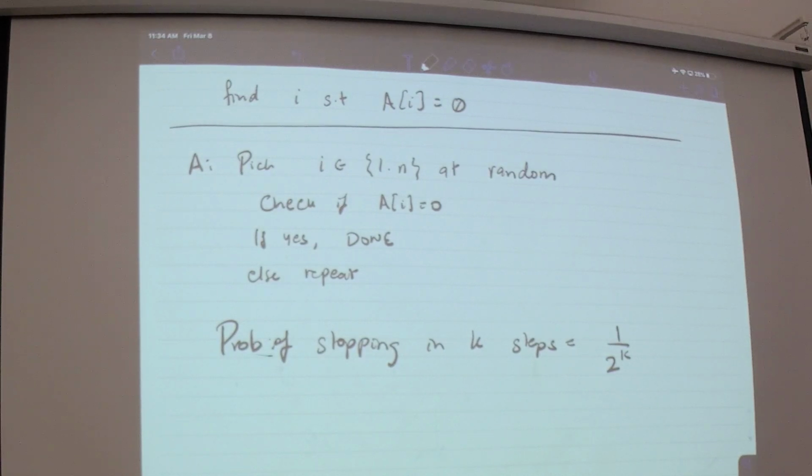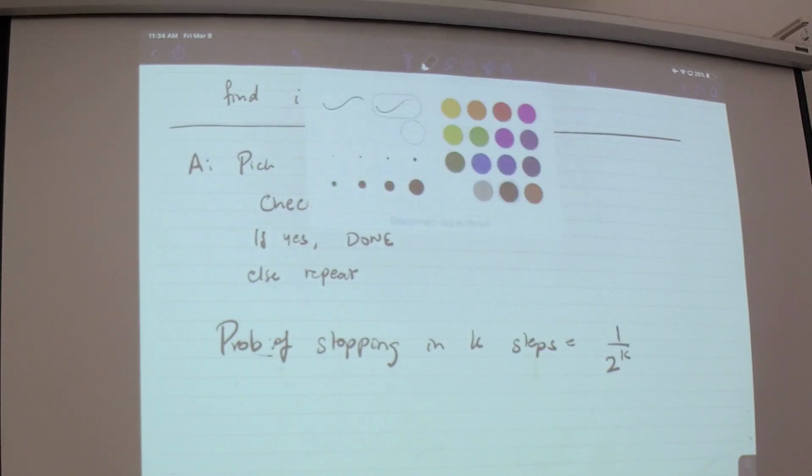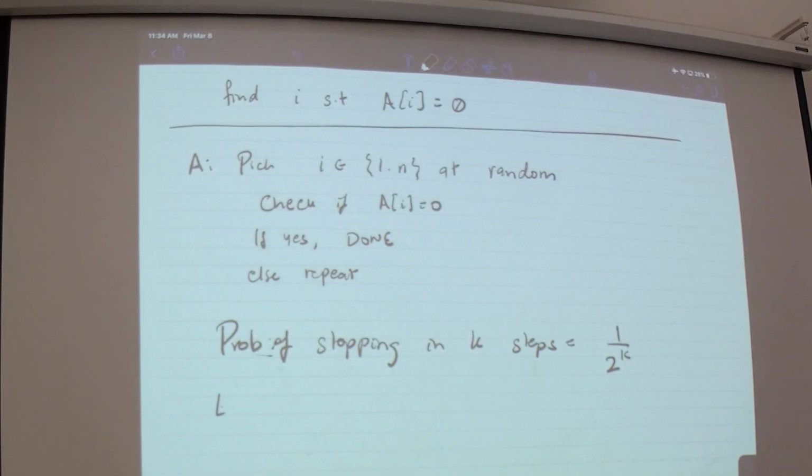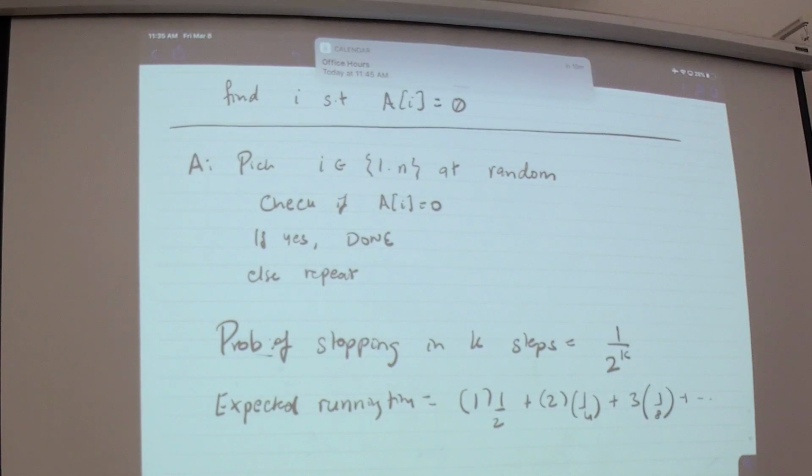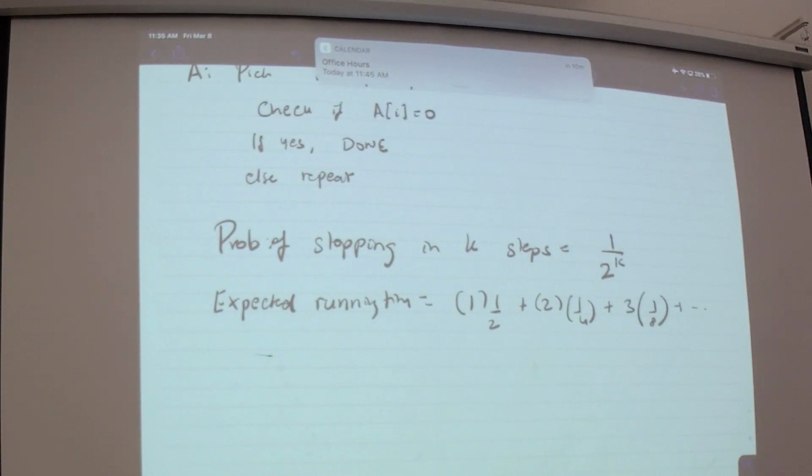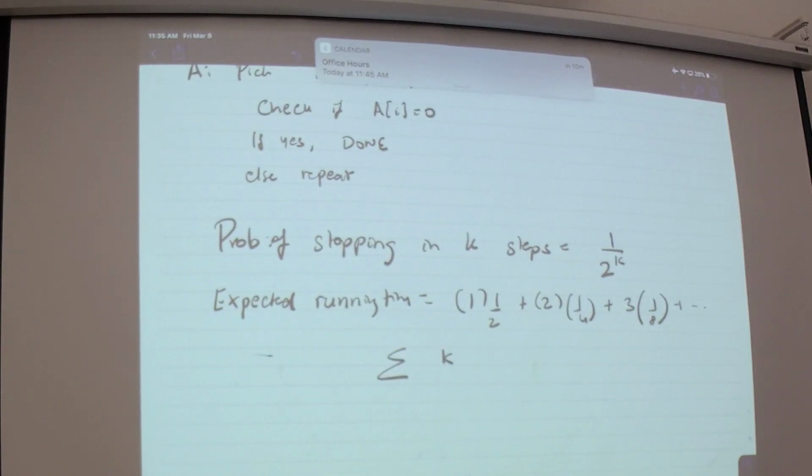The average value of this random variable, in other words, the expected running time, is equal to 1 times a half plus 2 times 1/4 plus 3 times 1/8 plus so on. In general, it will be the sum of k divided by 2 to the k as k goes from 1 to infinity. Okay?